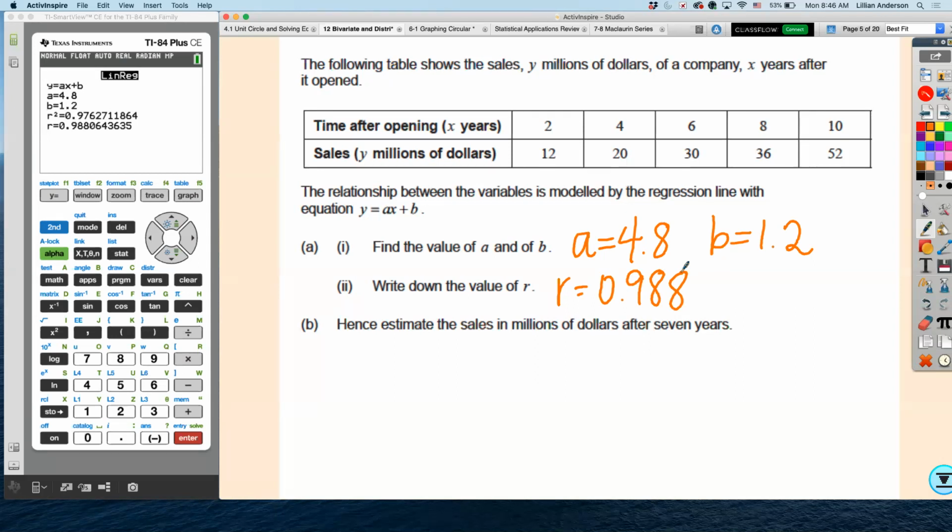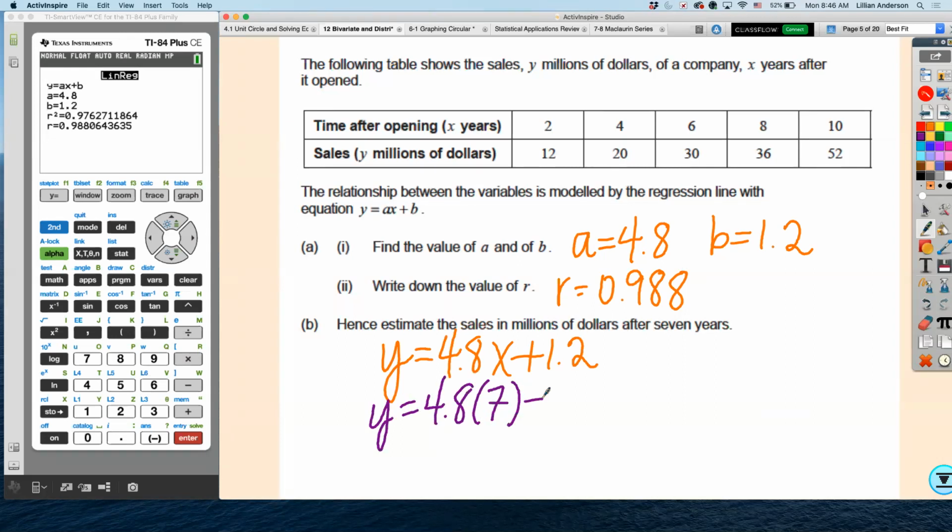So to estimate my sales in millions of dollars after 7 years, what am I plugging into my equation? And for what variable? Say a little louder. I'm plugging in X. What number am I plugging in for X? 7. Somebody do this for me, please. 4.8 times 7 plus 1.2.